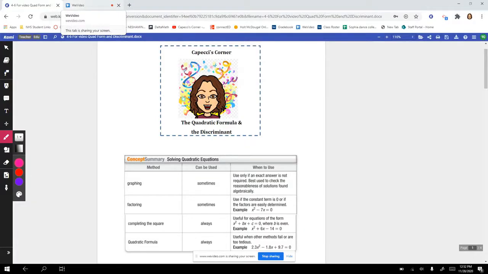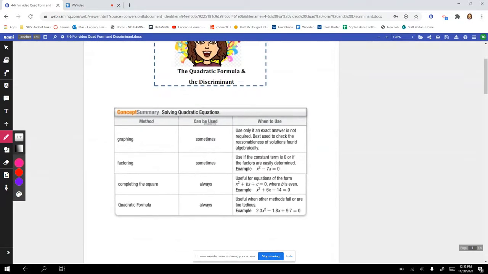Look at the quadratic formula and the discriminant. Now, we've done a lot of different ways on how to solve quadratic equations. Remember, a quadratic equation has the form of ax squared plus bx plus c, in which a is not 0. So the highest power you're going to have is that x squared.